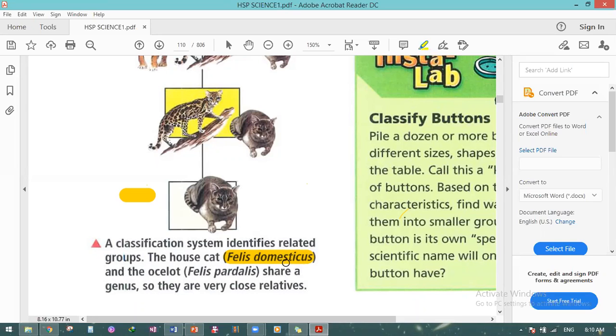Okay? And the wild cat is actually named Felis pardalis. Can you see the difference? But both of them share a name. Can you see? Both of them share the name Felis, and this is the genus. This is the name of the genus, okay? But domesticus and pardalis are actually the species. Their species name. Yes, that's right.